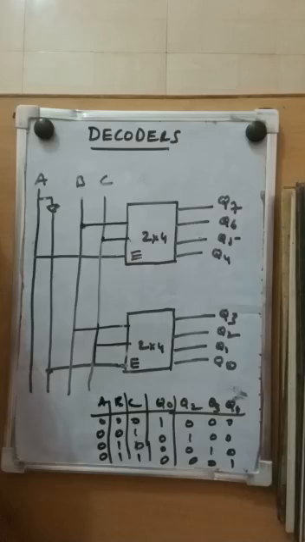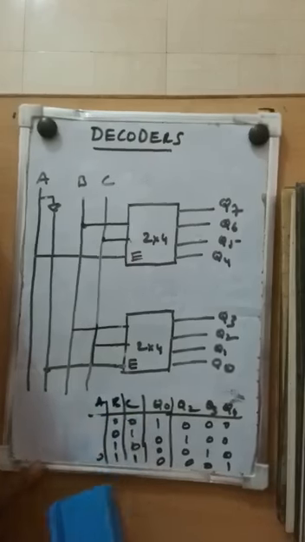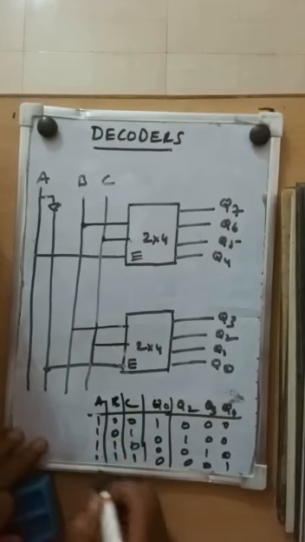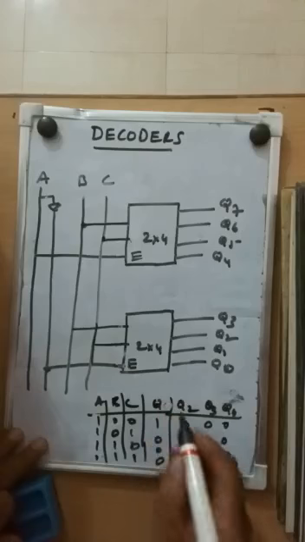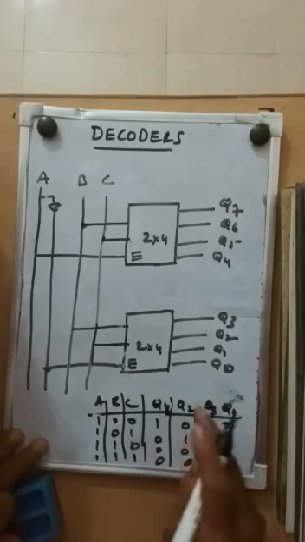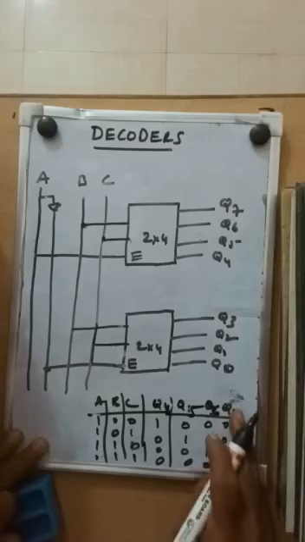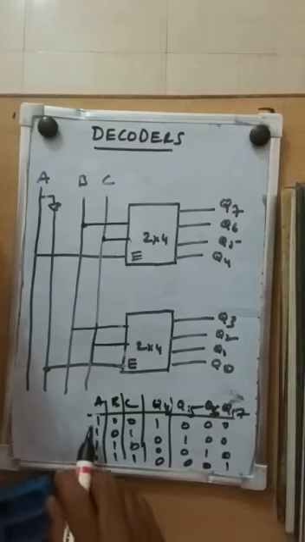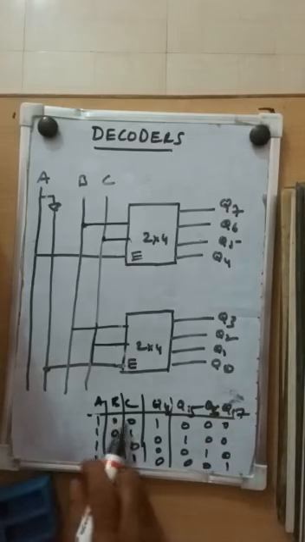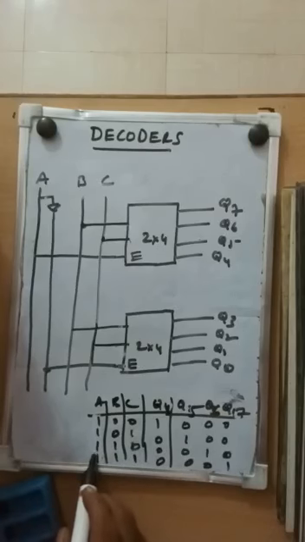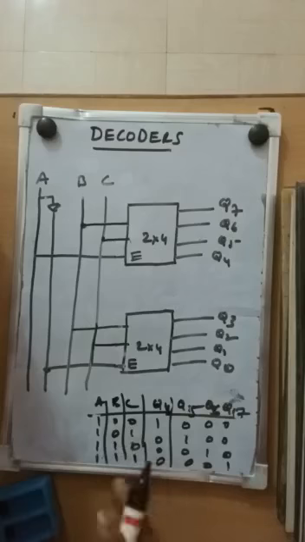And similarly, in the same way, the remaining 4 bits, this becomes Q4, and this becomes Q5, and this becomes Q6, and this becomes Q7. This means 100 is 4, 101 is 5, 110 is 6, 111 is 7. That's why, if A is 1, the remaining two bits' combinations will be repeating.